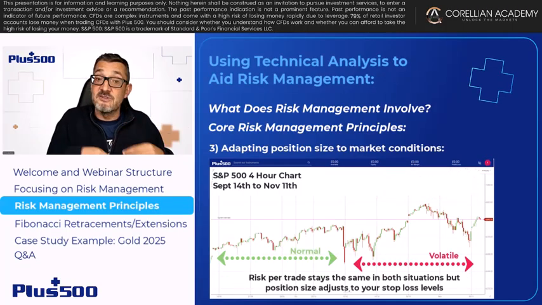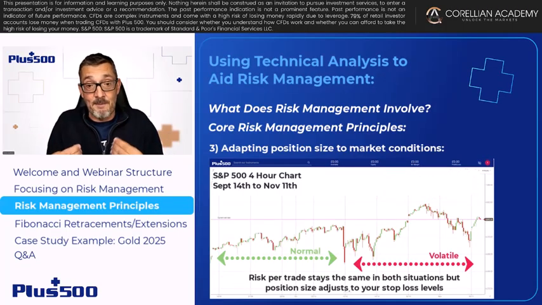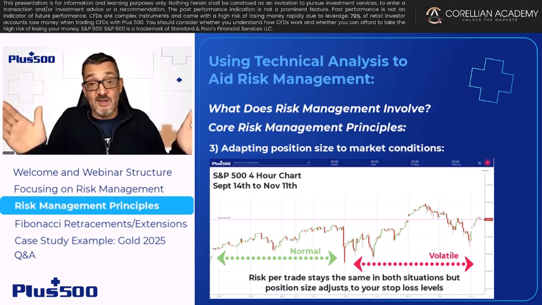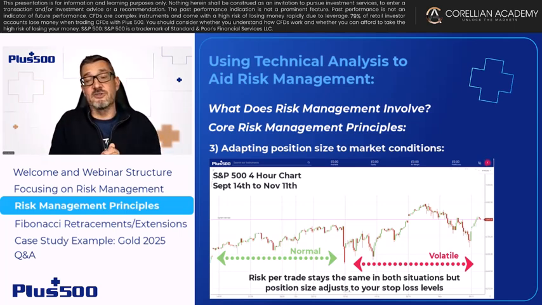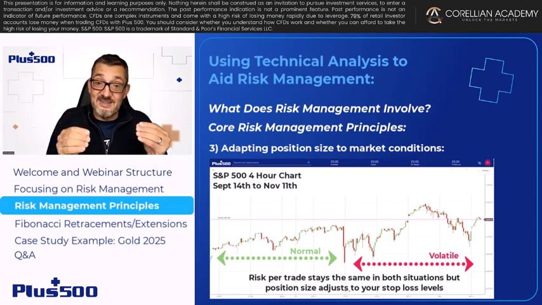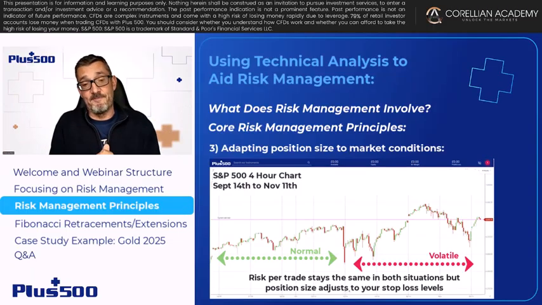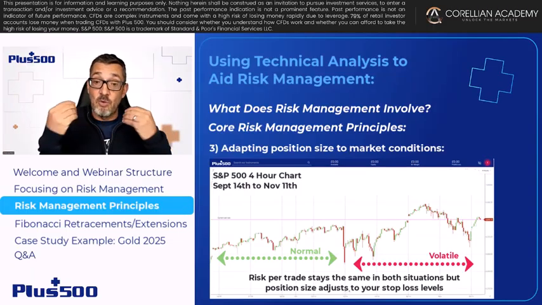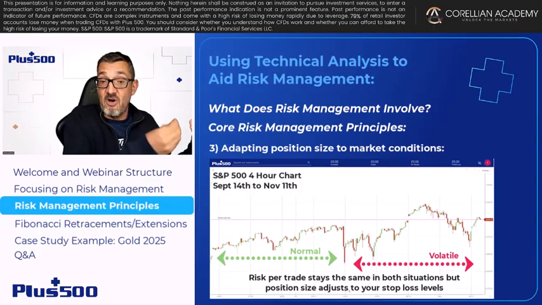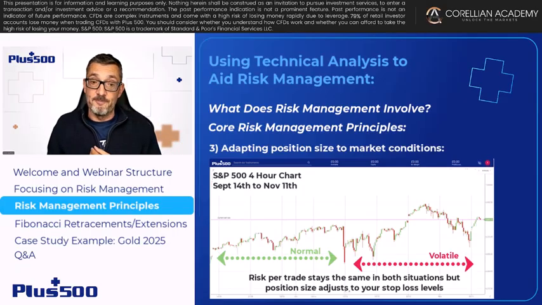In these situations, your risk per trade stays the same, but your position size adjusts to the level that you have identified for your stop loss. That's how you stay consistent even when the market isn't. Discipline in sizing is what separates traders who survive from those that don't.